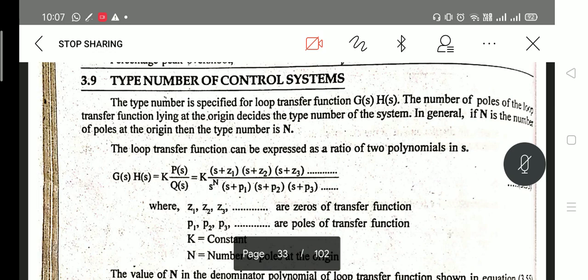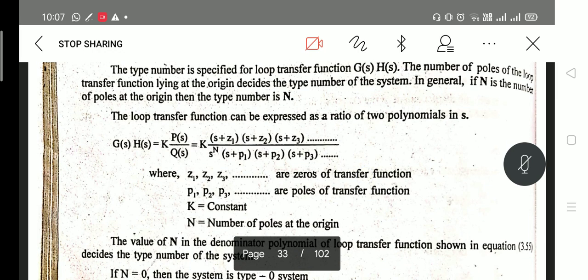Okay, I am going to the next topic, that is type number of a control system. Any system we can represent like this: g of s into h of s is equal to constant into p of s by q of s. Here p of s is the numerator terms, that is zeros of the system, and the denominator is poles of the system.